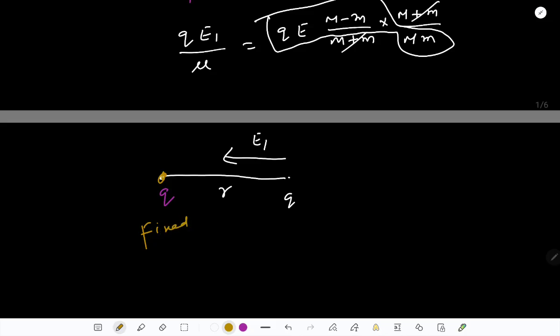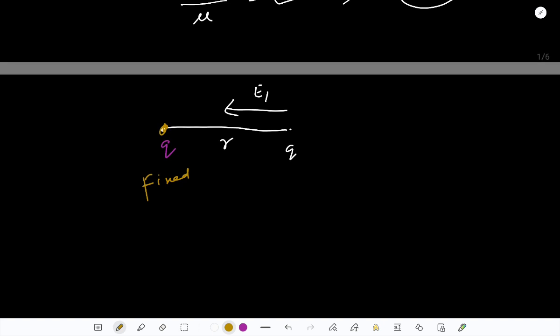This can be acted on by other forces rather than q and E1, and this is now fixed, so we don't need to worry about it. Let us consider this equivalent problem, other than the one we were solving earlier. So now its potential energy you can write here as U or phi. Potential energy is U.